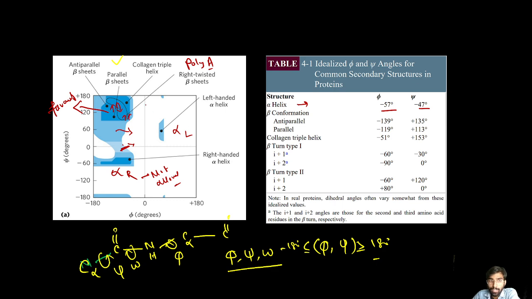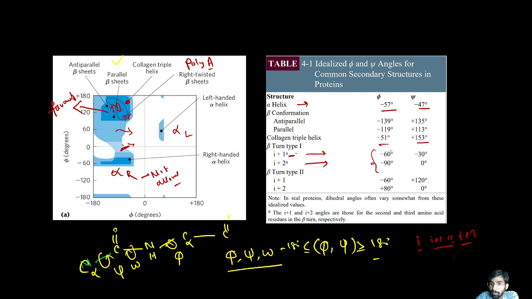Okay, and here also you will find the collagen helix, that means collagen, -51, +153. For beta turn type 1 and type 2, the phi and the psi are also given. Generally for proline, that one is indicating the I plus 1 residue. So suppose I and I plus 3 are making a bond, right? But I plus 1 and I plus 2 are also there. So here this is the phi and psi for the I plus 1 amino acid and the I plus 2 amino acid.